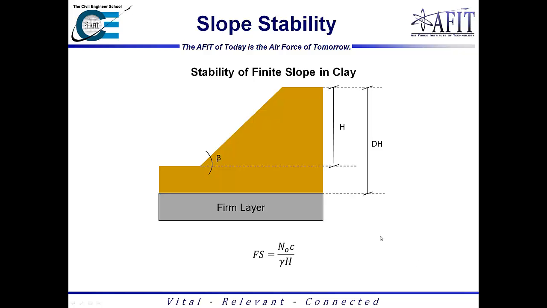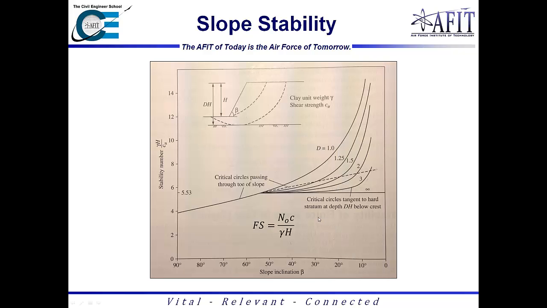So looking at the stability of finite slopes in clay, we'll have a clay layer here above a firm layer. The failure plane in this finite slope will come from here and then be kind of a curve around here, with the failure point centering around this toe point right there. The factor of safety for this will be equal to the stability number times the cohesion divided by the unit weight times the height, and the height is h right there. The stability number will have to be interpolated from this chart.